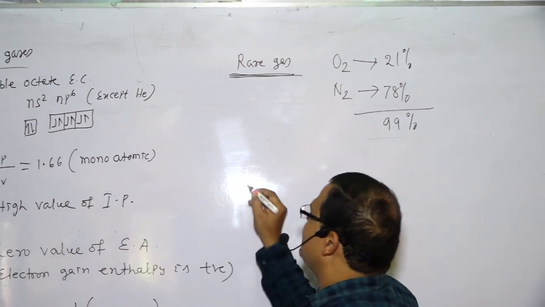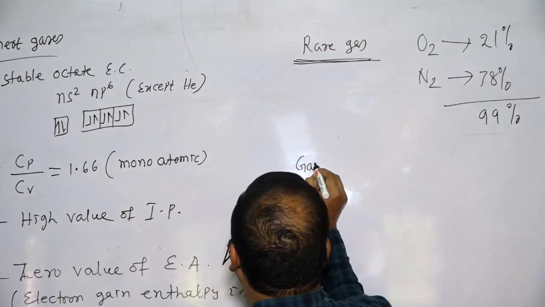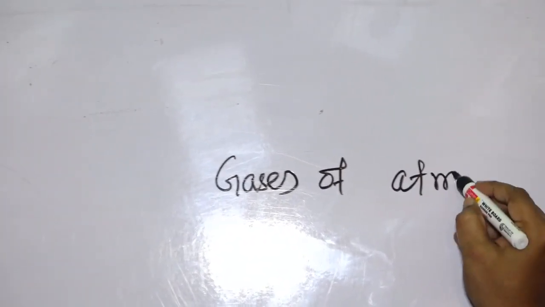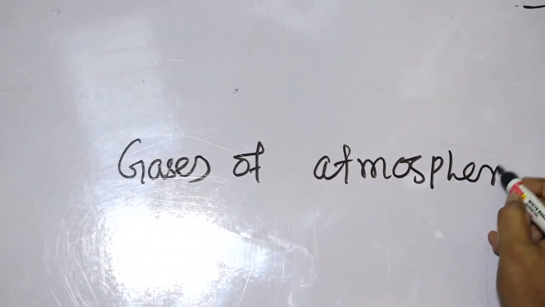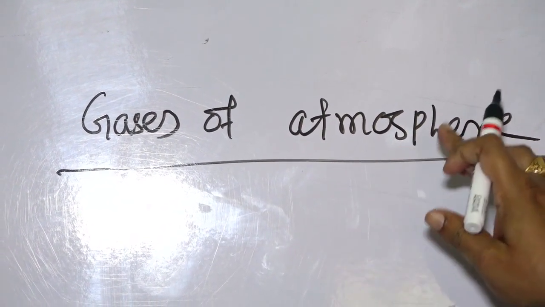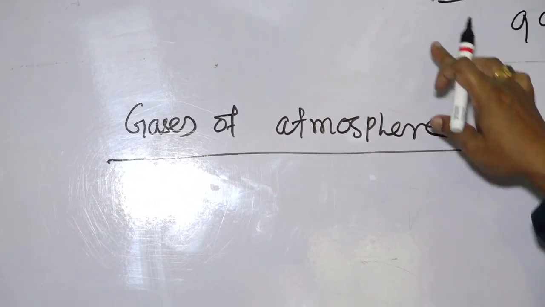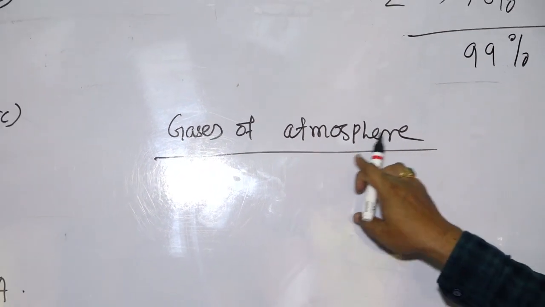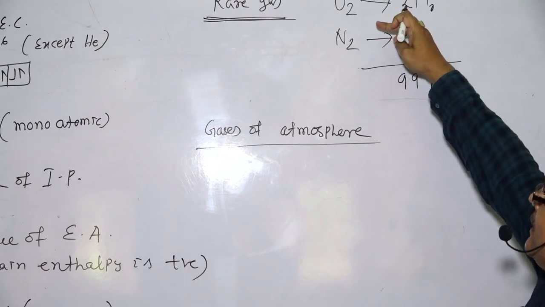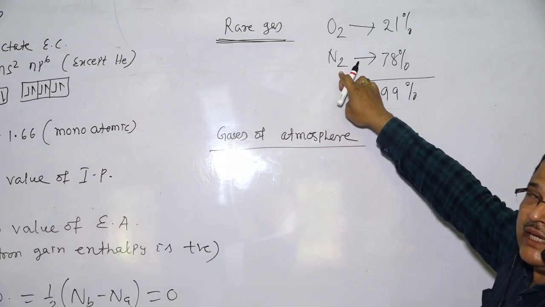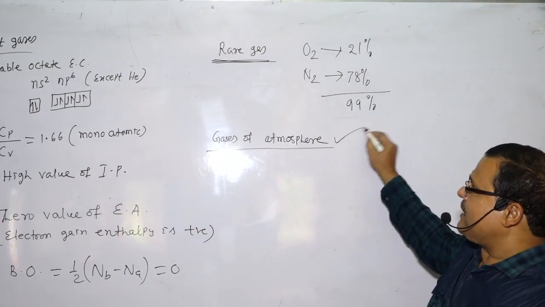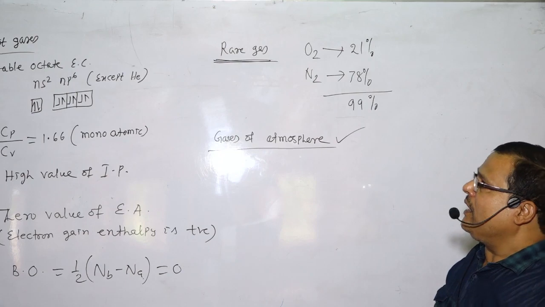So these are defined as gases of the atmosphere. They are treated as gases of the atmosphere because they are present along with the atmospheric gases, like oxygen, nitrogen, carbon dioxide, etc.